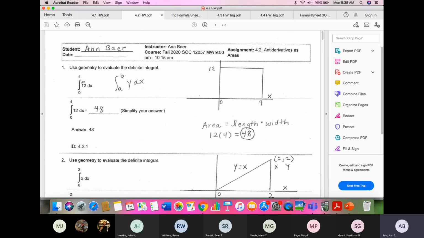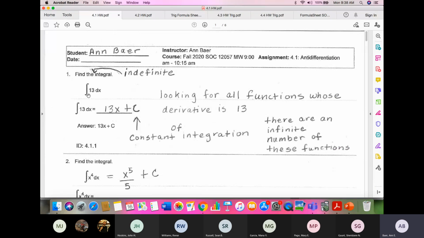These are called definite integrals. These are called indefinite integrals. So find the indefinite integral of 13 dx. This just tells us we're integrating with respect to x, which is very important because we've got to write down 13 times whatever variable we're talking about. If we didn't have a dx here, we wouldn't know what variable we were talking about.